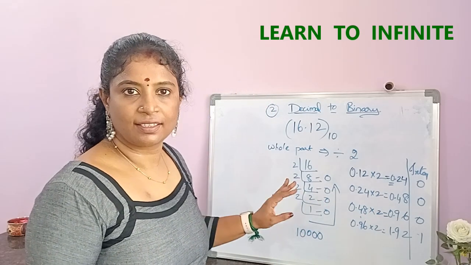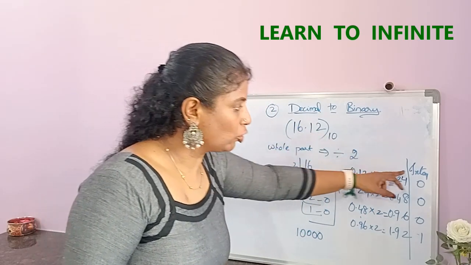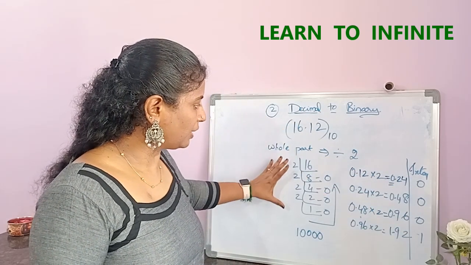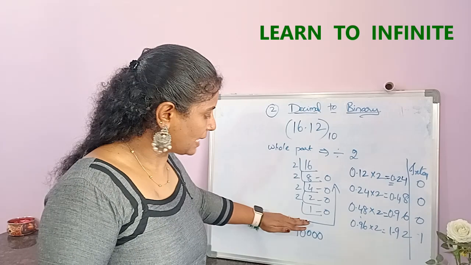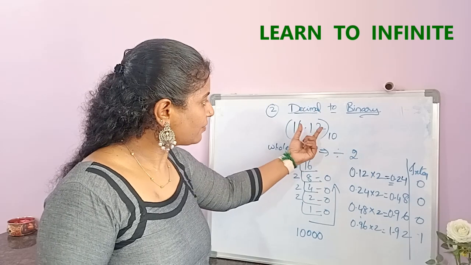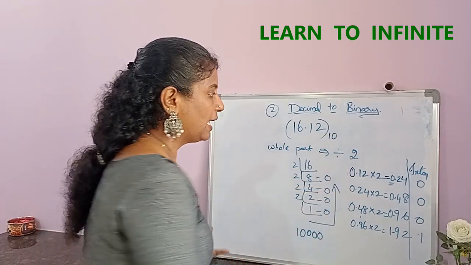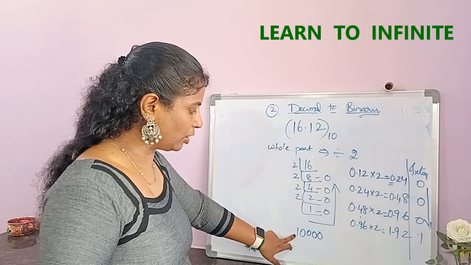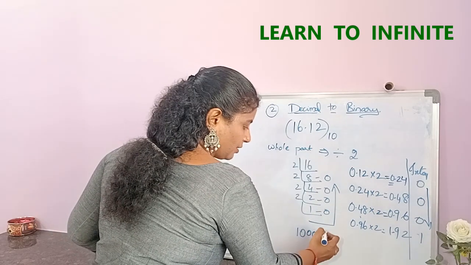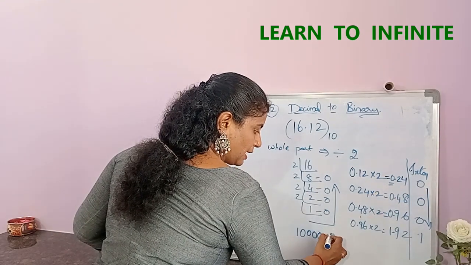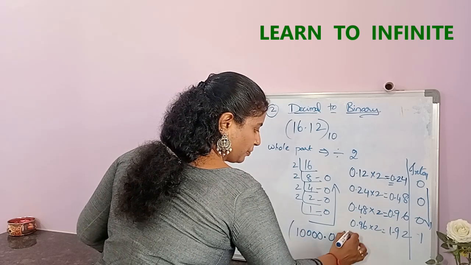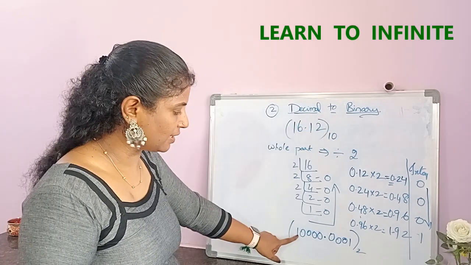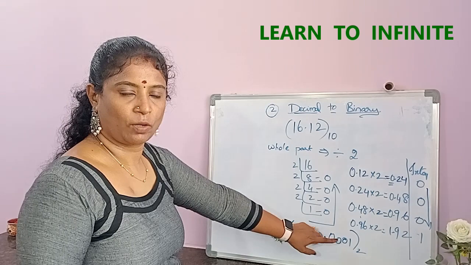When you are writing the answer for the fractional part, you have to go from top to bottom and not bottom to top. You have to be very careful. When you are dealing with the whole part and dividing, the answer must be written from bottom to top, whereas when you are dealing with the fractional part and multiplying, the answer must be written top to bottom. So your final answer is the whole part 10000, point, and from top to bottom it is 0001 to the base 2. So the binary conversion of the decimal number 16.12 is 10000.0001 to the base 2.